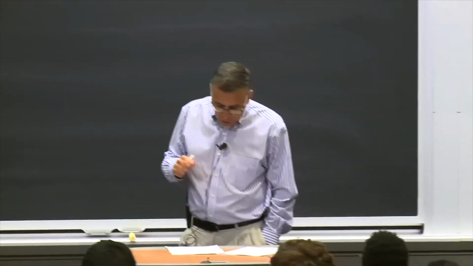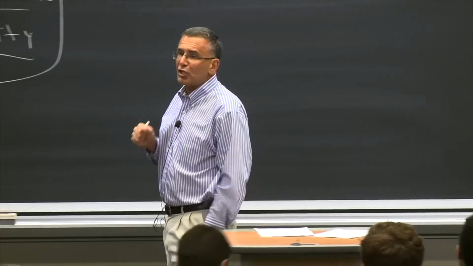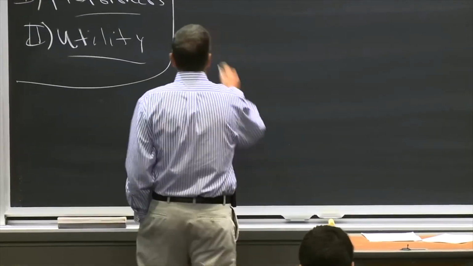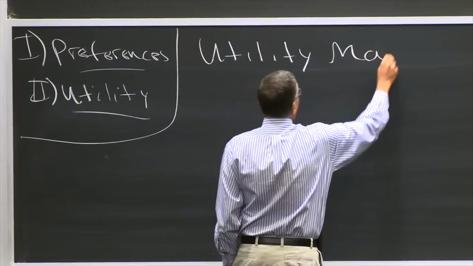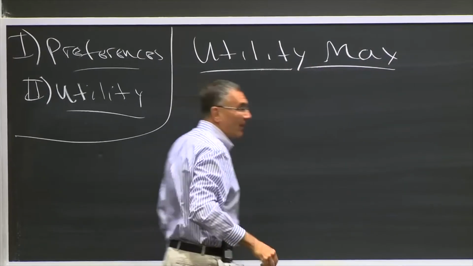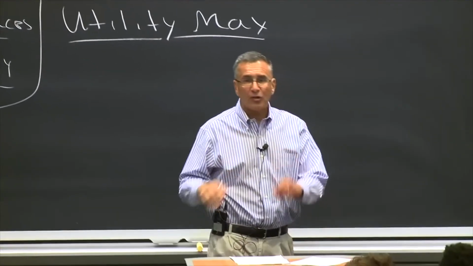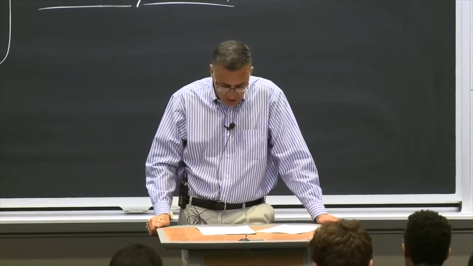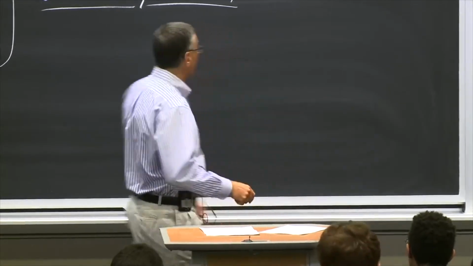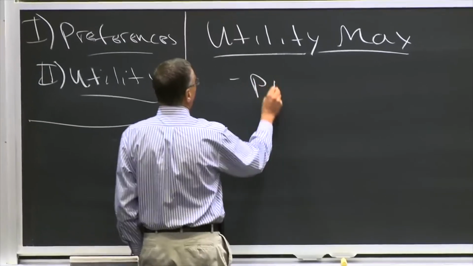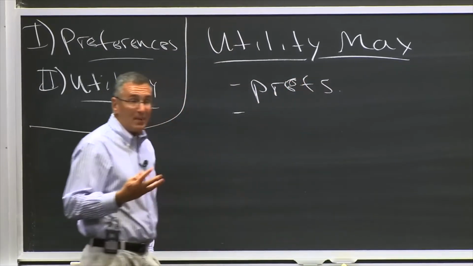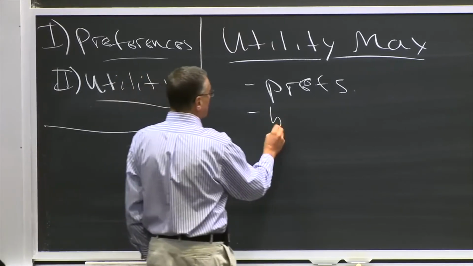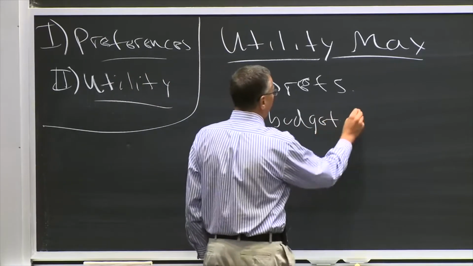Okay? So our model of consumer decision making is going to be a model of utility maximization. That's going to be our fundamental. Remember, this is, of course, all about constrained maximization. Our model today is going to be a model of utility maximization. And this model is going to have two components. There's going to be consumer preferences, which is what people want. And there's going to be a budget constraint, which is what they can afford.